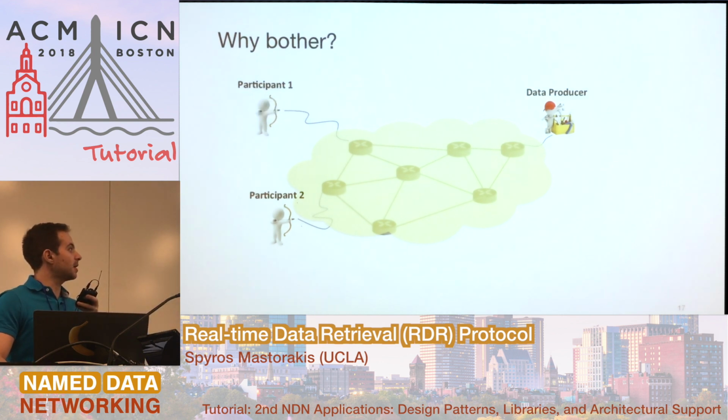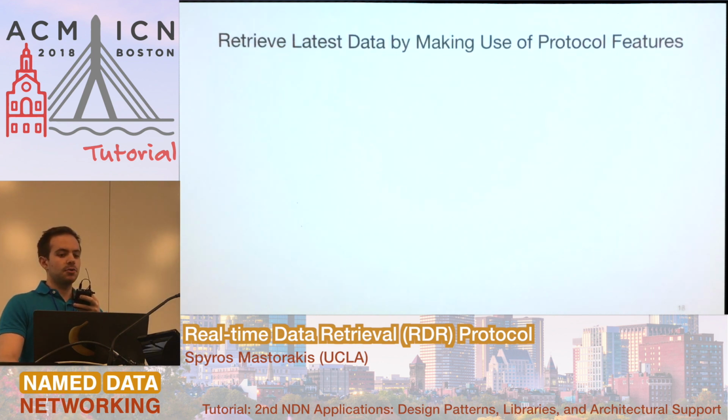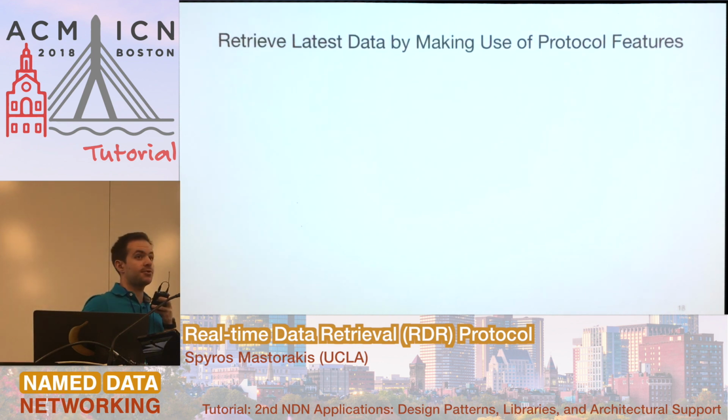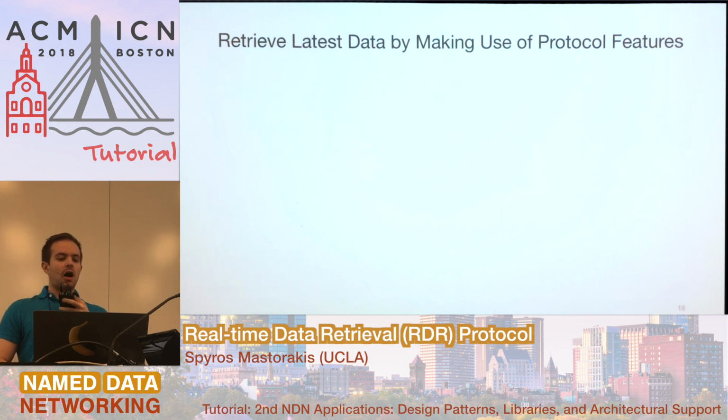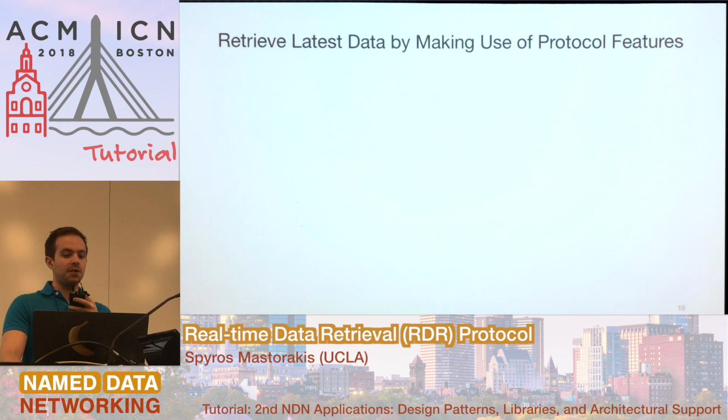After a minute, participant number 2 might join and express the same interest for the real-time data. However, it will fetch the cached copy from a minute ago, indicating that the latest generated data has sequence number 5. So what we try to do is retrieve the latest data by making use of the NDN protocol features.